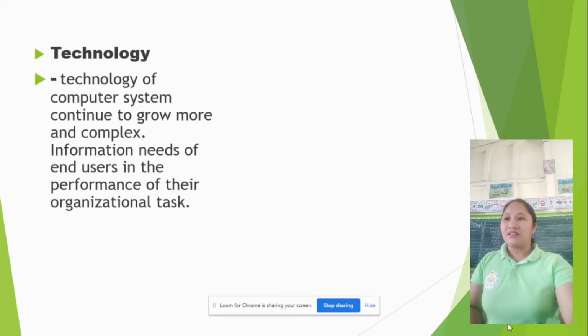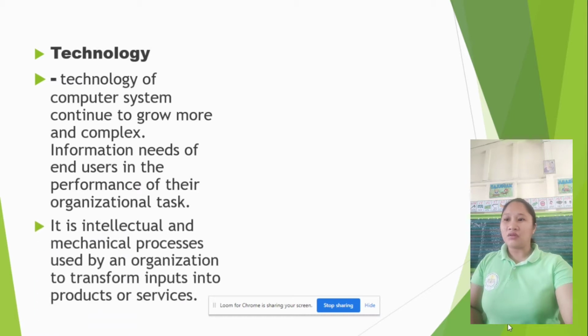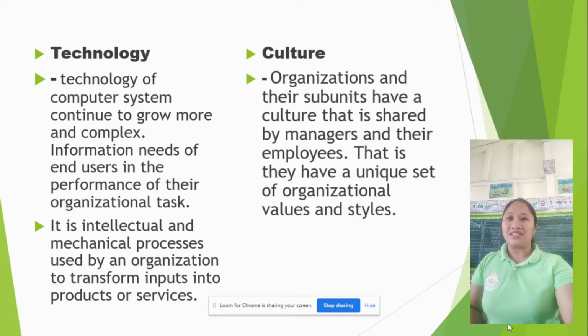Technology. Technology of computer system continue to grow more and complex. Information needs of end users in the performance of their organizational task. It is intellectual and mechanical processes used by an organization to transform inputs into products or services. Culture. Organization and their subunits have a culture that is shared by managers and their employees. That is, they have a unique set of organizational values and styles.